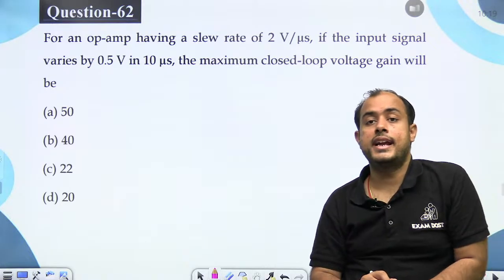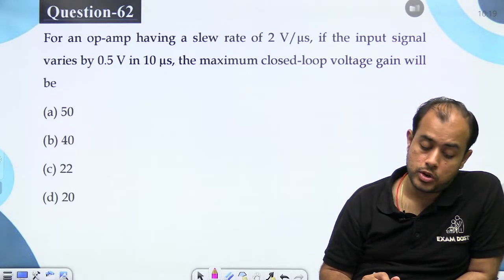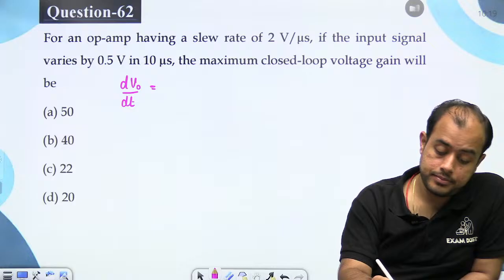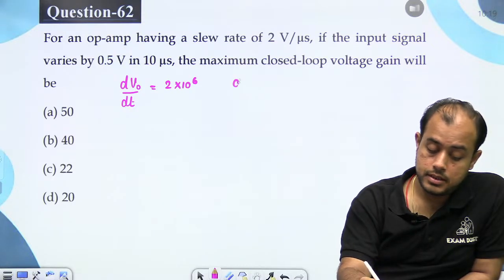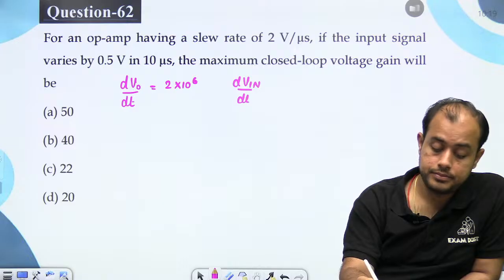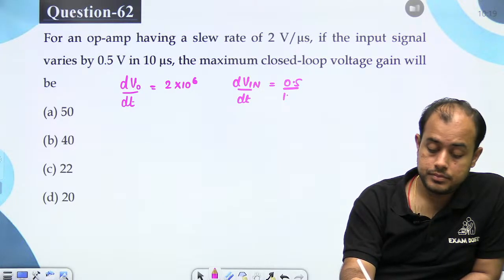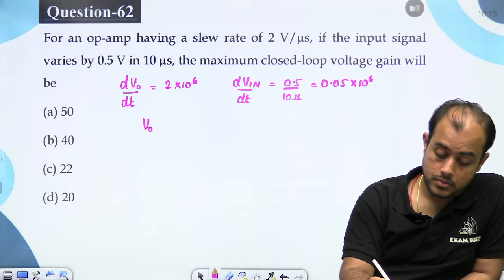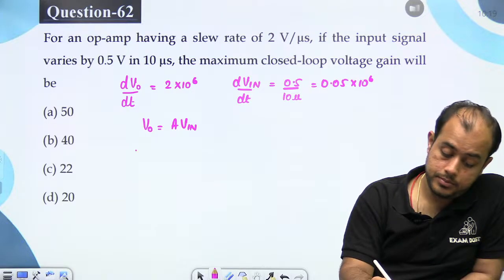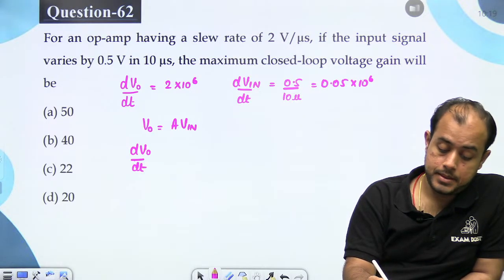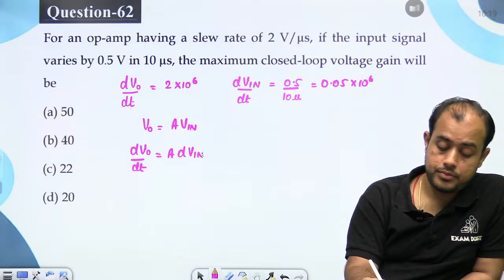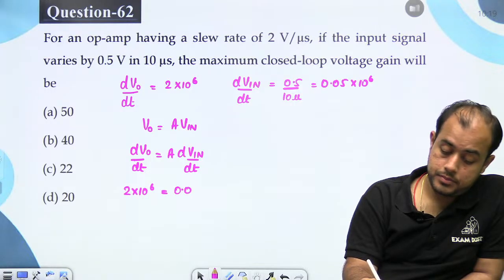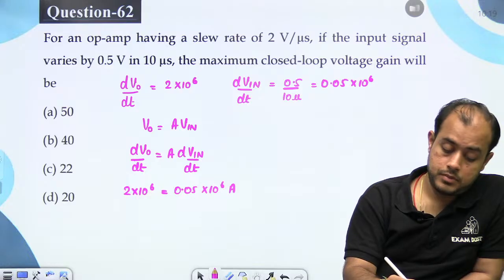ESE 2019, slew rate, input varies. Maximum closed loop voltage gain will be dV0 by dt, dV in by dt, V0 is A V in, so A is 40.